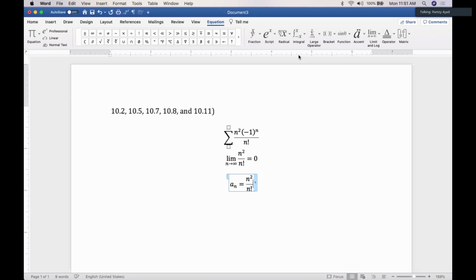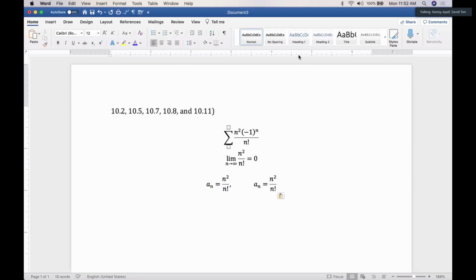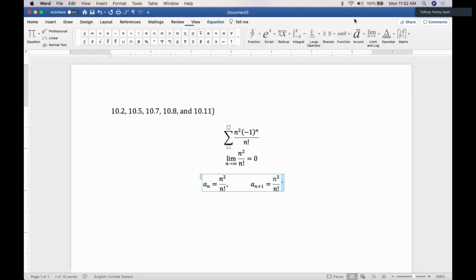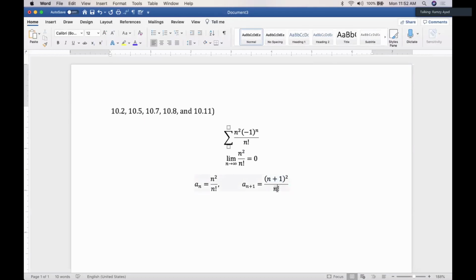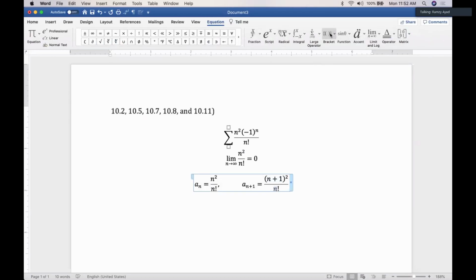Now I want to write the term number n plus 1. That's the best method, by the way, for this kind: the ratio test. It's in the curriculum for the testing. Instead of n, we replace with n plus 1. Each n becomes n plus 1. That's what we do for the ratio test.